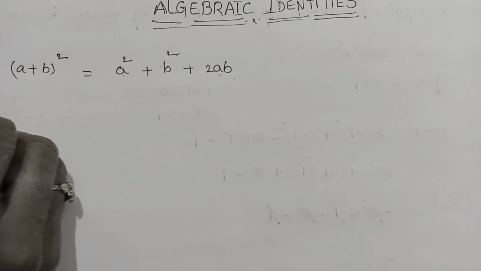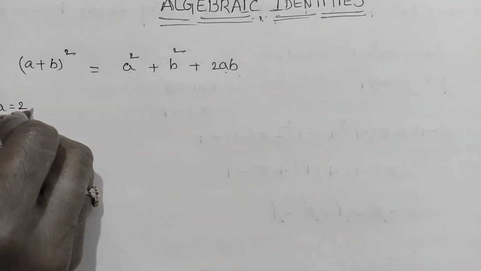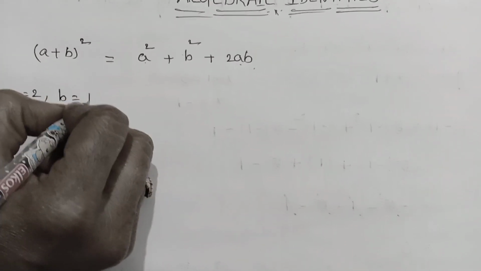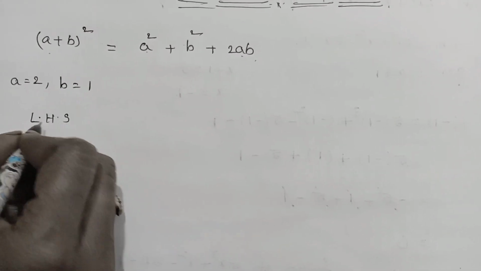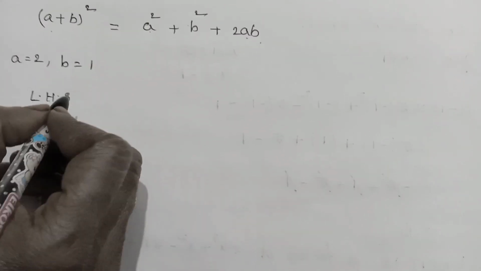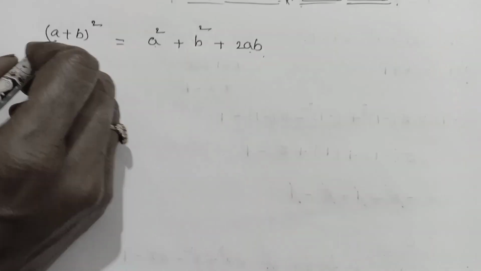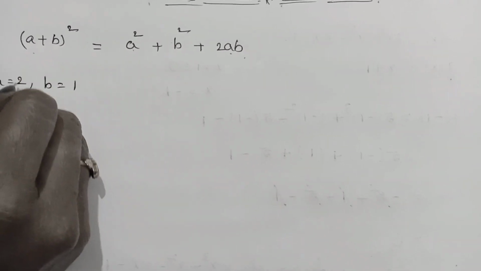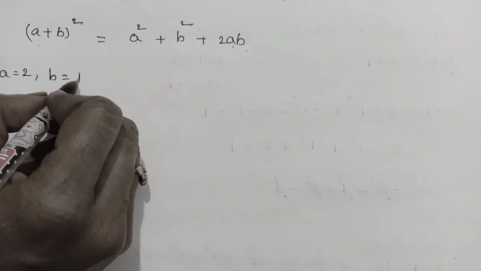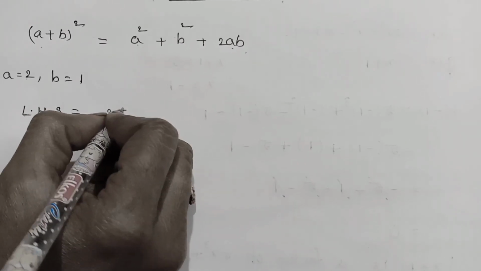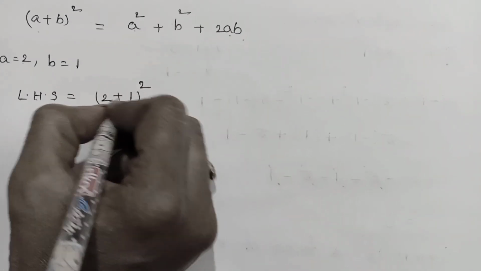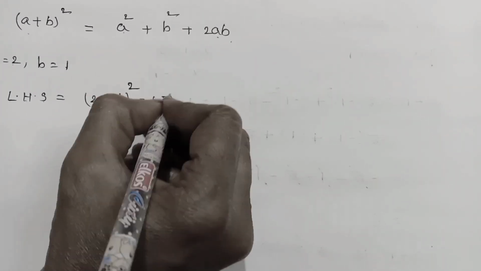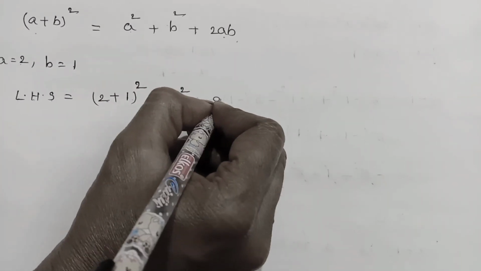Let us suppose a is equal to 2, b is equal to 1. LHS, left hand side, is (a + b) whole square. The value of a is 2, b is 1. So (2 + 1) whole square is equal to 3 whole square, that is equal to 9.